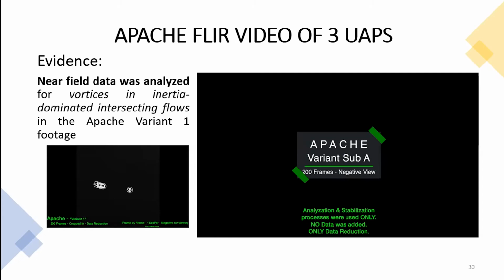Now, in the near field, we analyze the data for what's called inertial dominated intersection flows. In what we do here, I'll show you this, and then I'll explain when we get to the slow part.